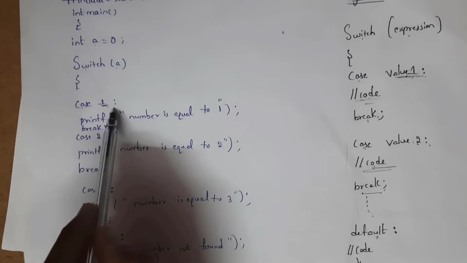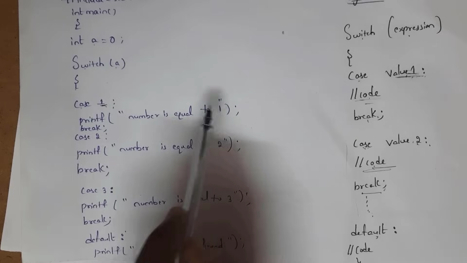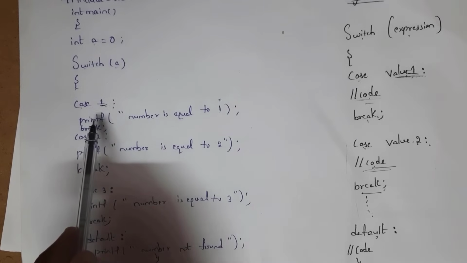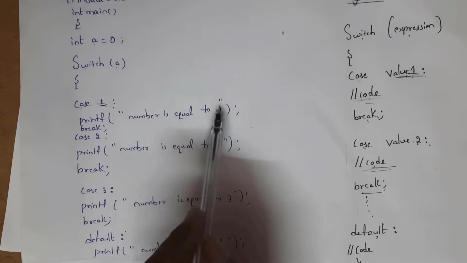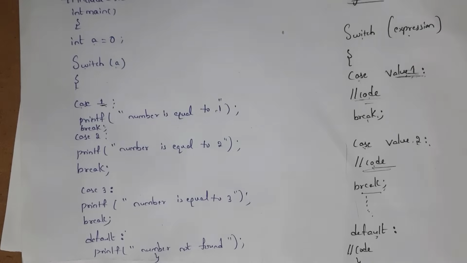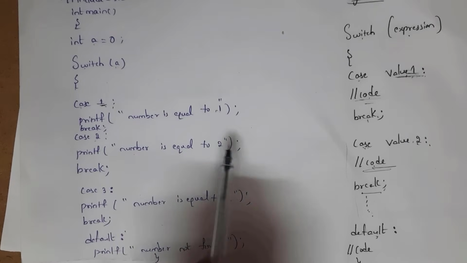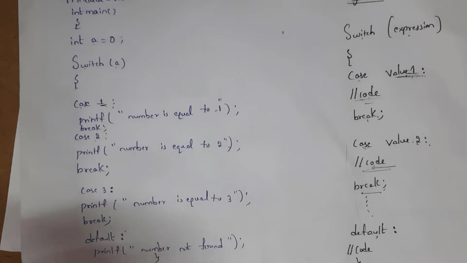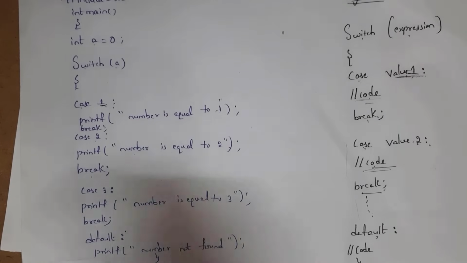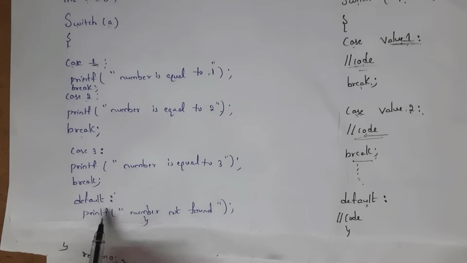This is case 1 colon printf number is equal to 1. Here inside this case 1 I am writing the statement, that is number is equal to 1. Now you need to break this case 1. Again I took case 2. After that I am writing the statement, that is number is equal to 2, and I am breaking this case 2. So I am using break here. Next I took case 3 colon printf number is equal to 3. At last I wrote default colon number not found.